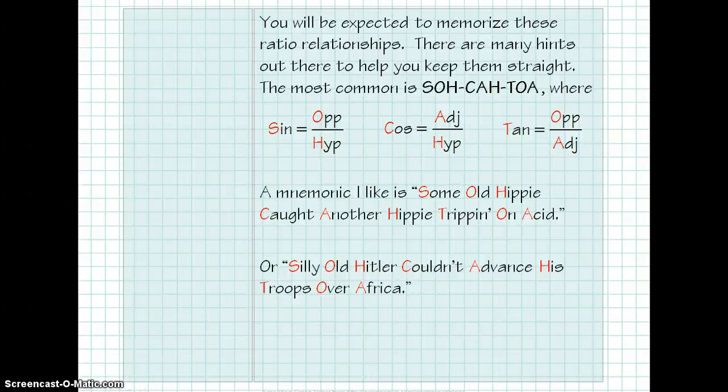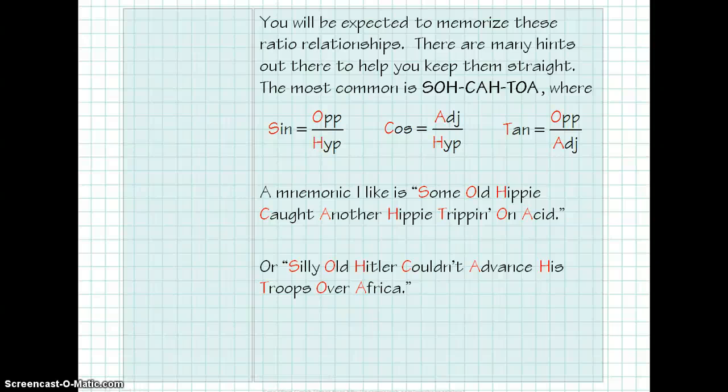So what you're going to be expected to know, and this is going to be from now until you finish with math, whenever that is, is that the sine ratio is the opposite side divided by the hypotenuse, the cosine is the adjacent side divided by the hypotenuse, and the tangent is the opposite divided by the adjacent. Okay, there's lots of different ways to memorize these sorts of things. I personally just memorized that.